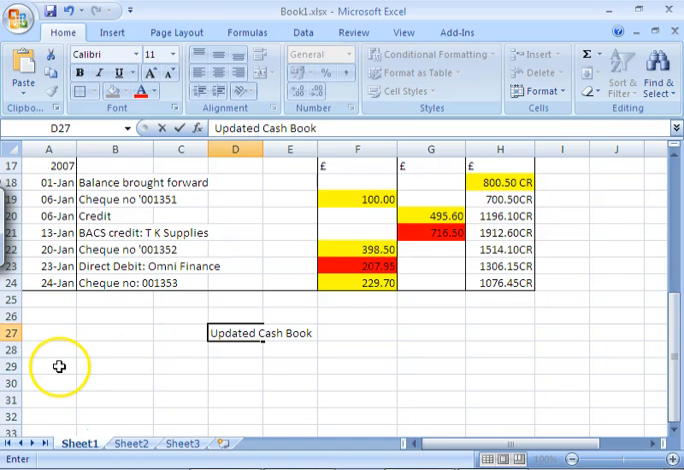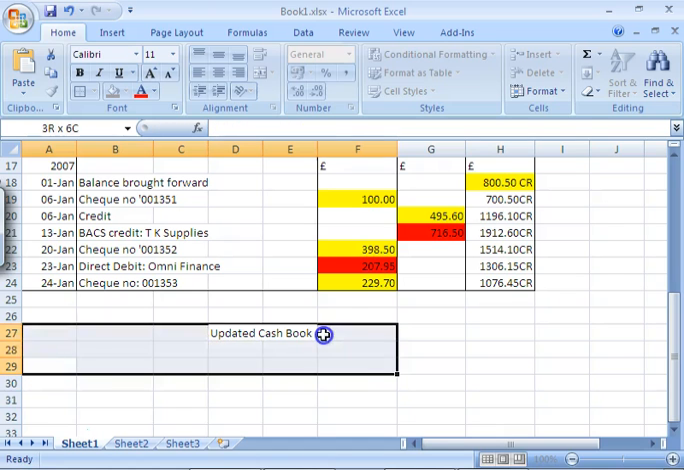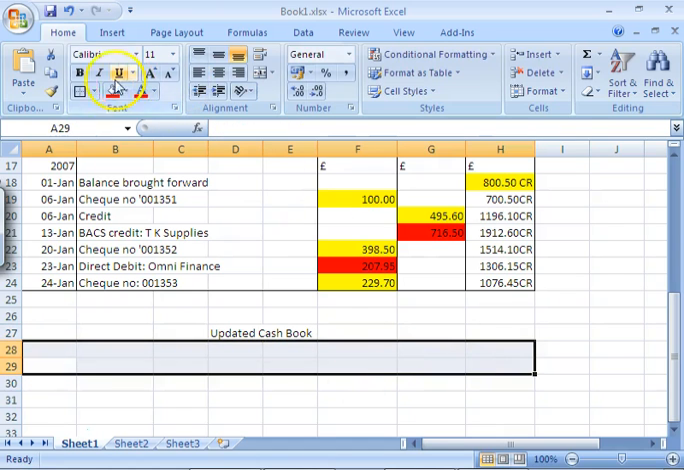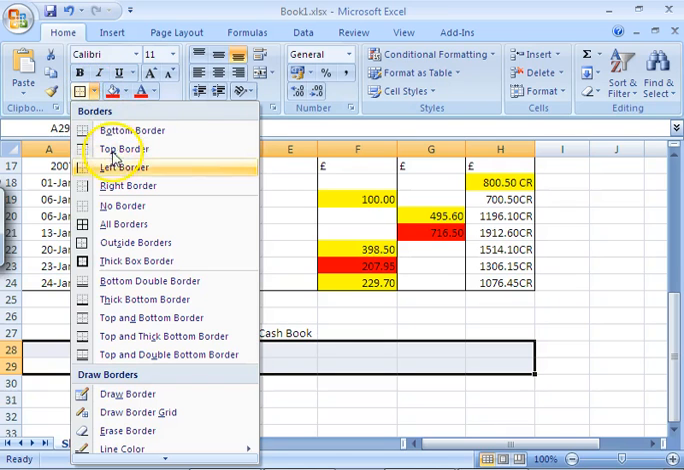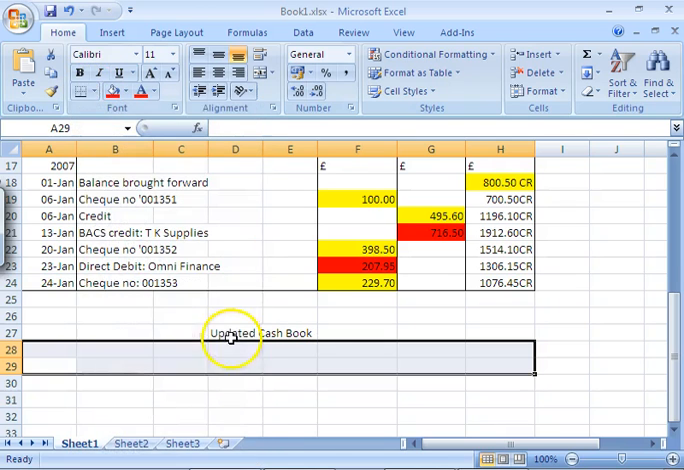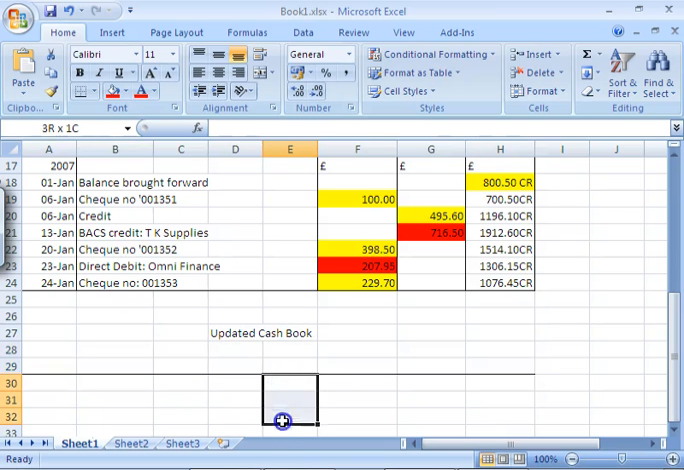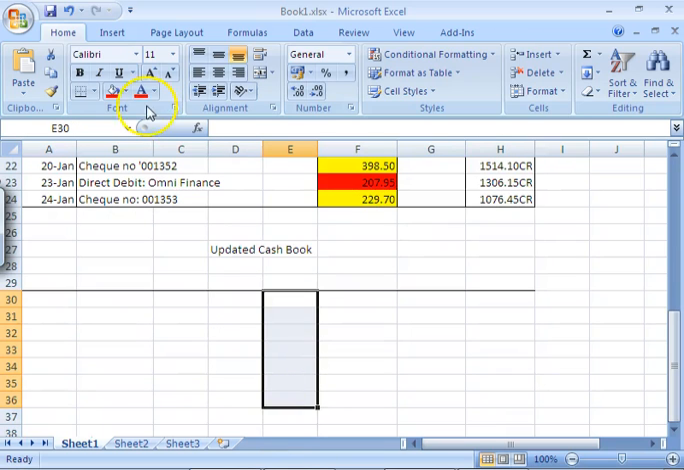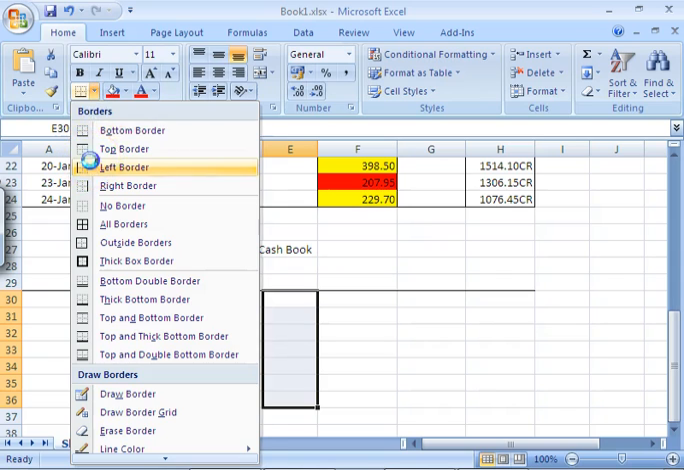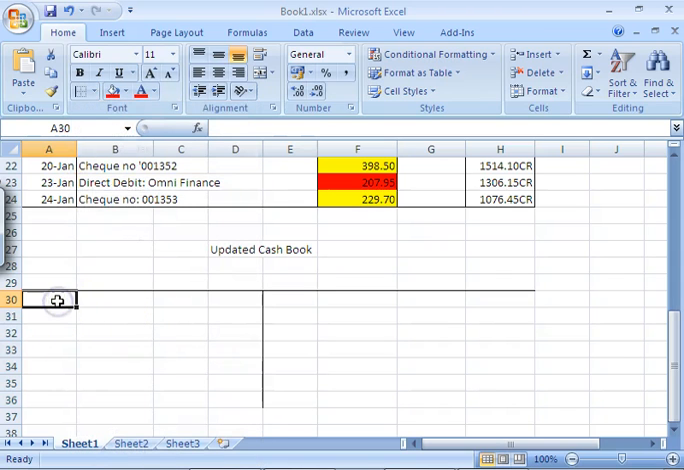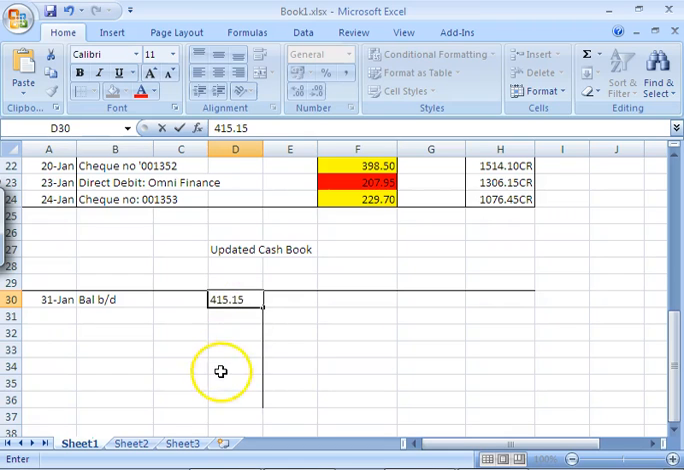It's a cash book exactly. You just make it, you build it very quickly. Let's just do that. So we could call this, yes, the 31st of January, and balance brought down, 415.15. That's your balance brought down.